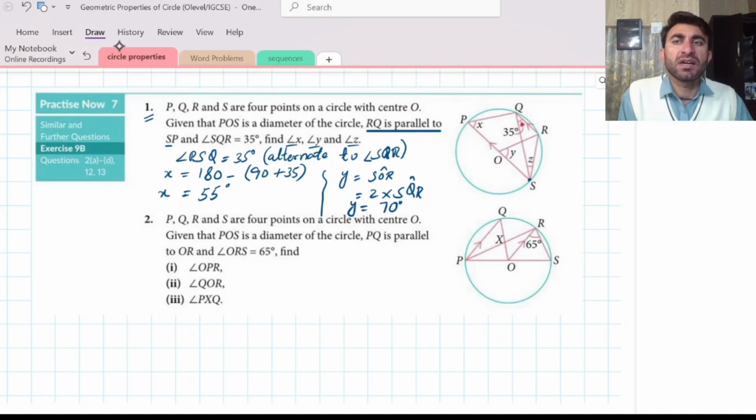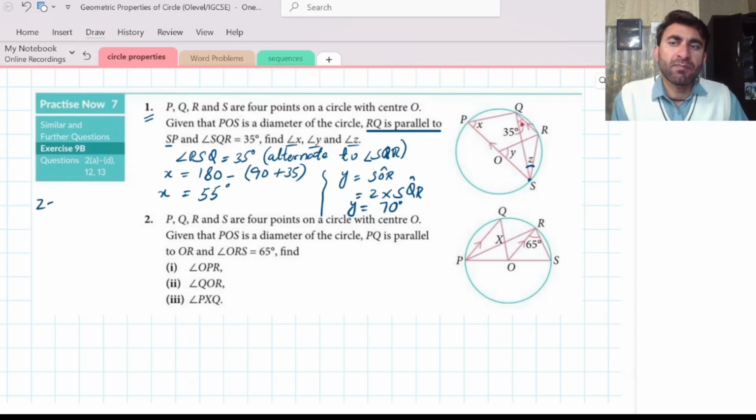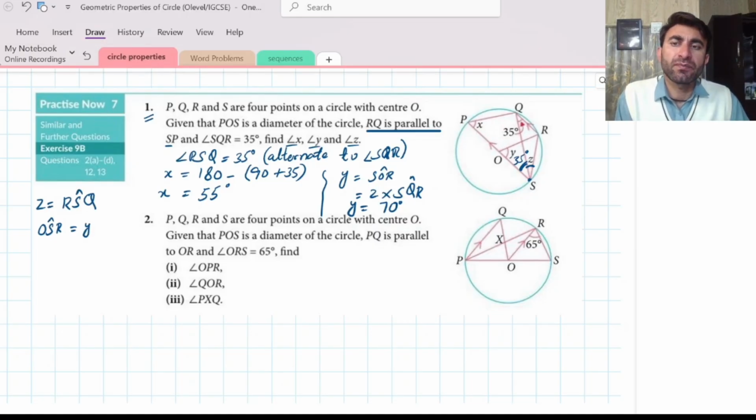Now we move to the angle Z. We can see angle Z is over here. It can be named as angle RSQ. And in order to figure out the angle RSQ over here, once again, as we know the angle adjacent to this is 35 degrees, I can say that the angle OSR is equal to Z plus 35.